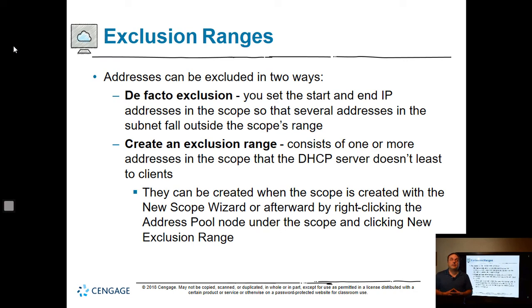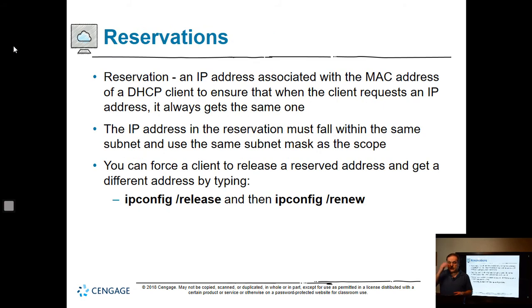So if, say, for some reason you have a wide scope of IP addresses and they happen to overlap with some of your known static addresses, and you just can't figure out a way to make it work any other way, then you can just create an exclusion range and say, okay, between 100 and 102, exclude from handing those IP addresses out so nobody gets a duplicate IP.